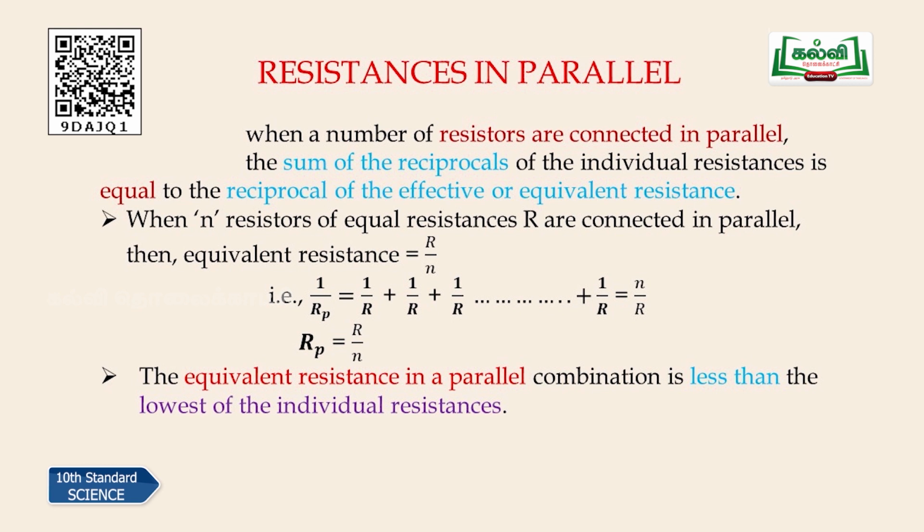That is 1 by Rp is equal to 1 by R1 plus 1 by R2 plus 1 by R3 up to n terms it will go. Okay, so which is equal to N by R. Now for the resistance in parallel combination, we need the effective resistance. That means you have to take the reciprocal. That means 1 by Rp, you have to reciprocal it, which is equal to Rp. So Rp is equal to R by N.